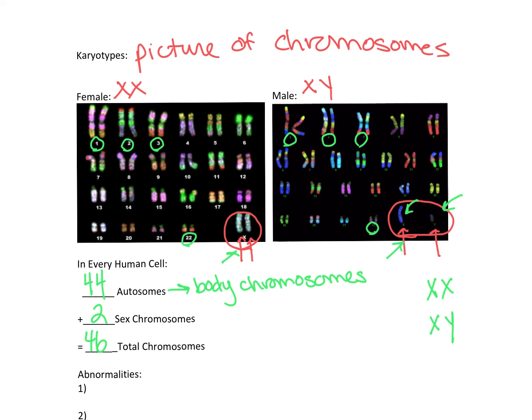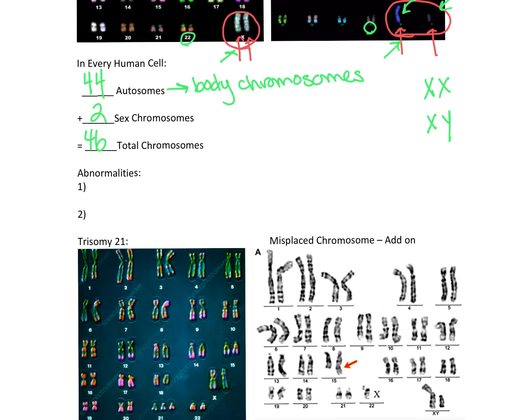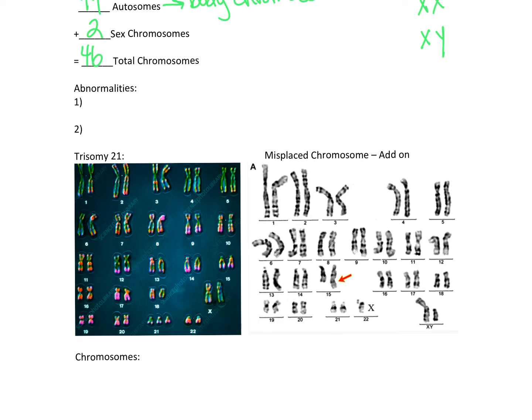Okay, so sometimes when we look at these pictures, we'll notice an abnormality in here. If you look down below, trisomy 21 is known as Down syndrome. What happens there is that here you notice down at spot 21, there's 3. There's an extra. So this one has 47 chromosomes. They call this trisomy, tri for 3, somy 21.